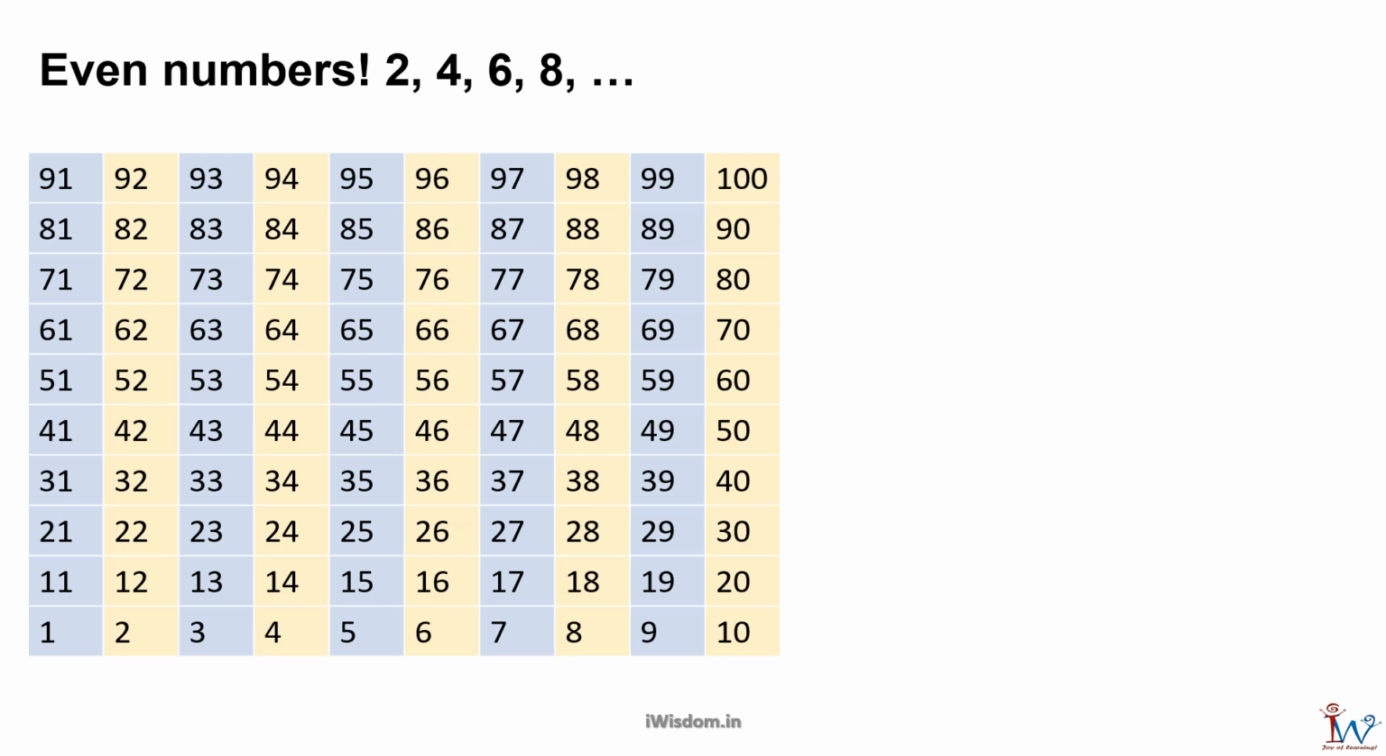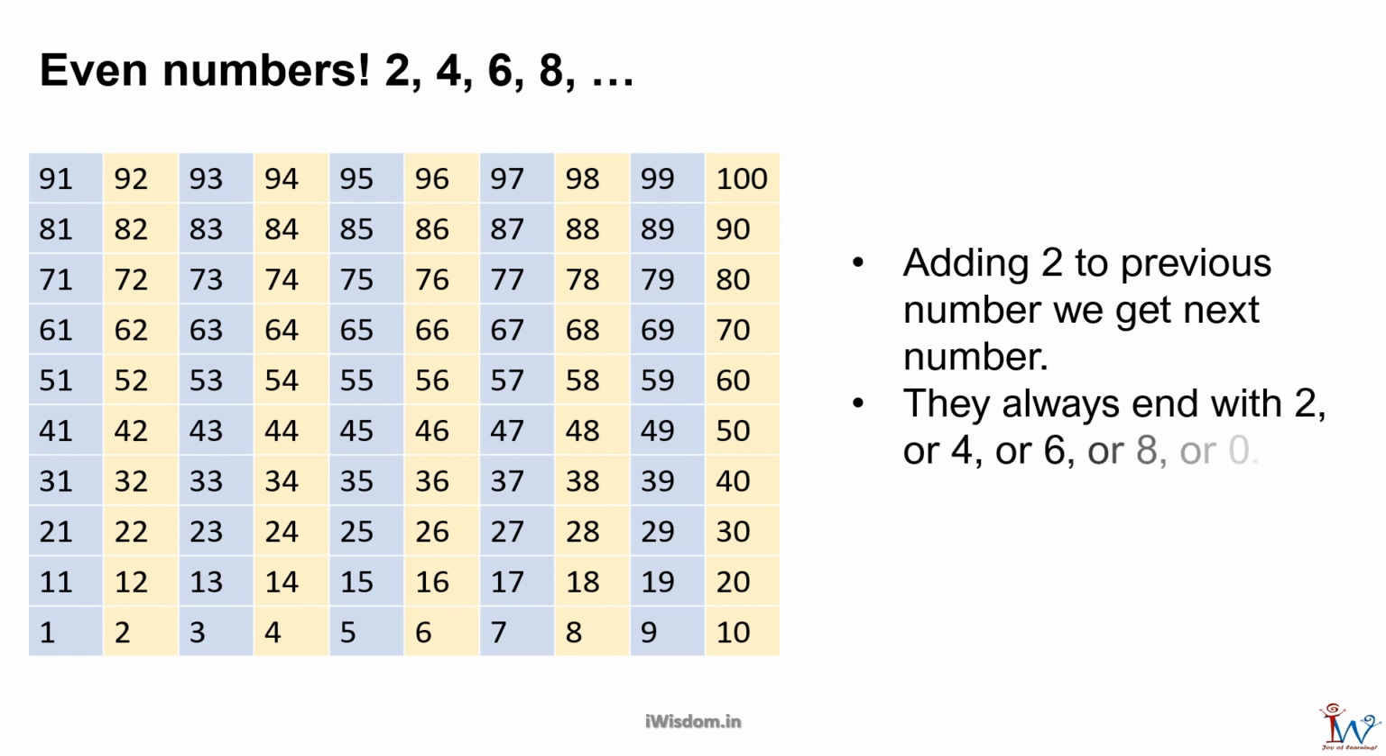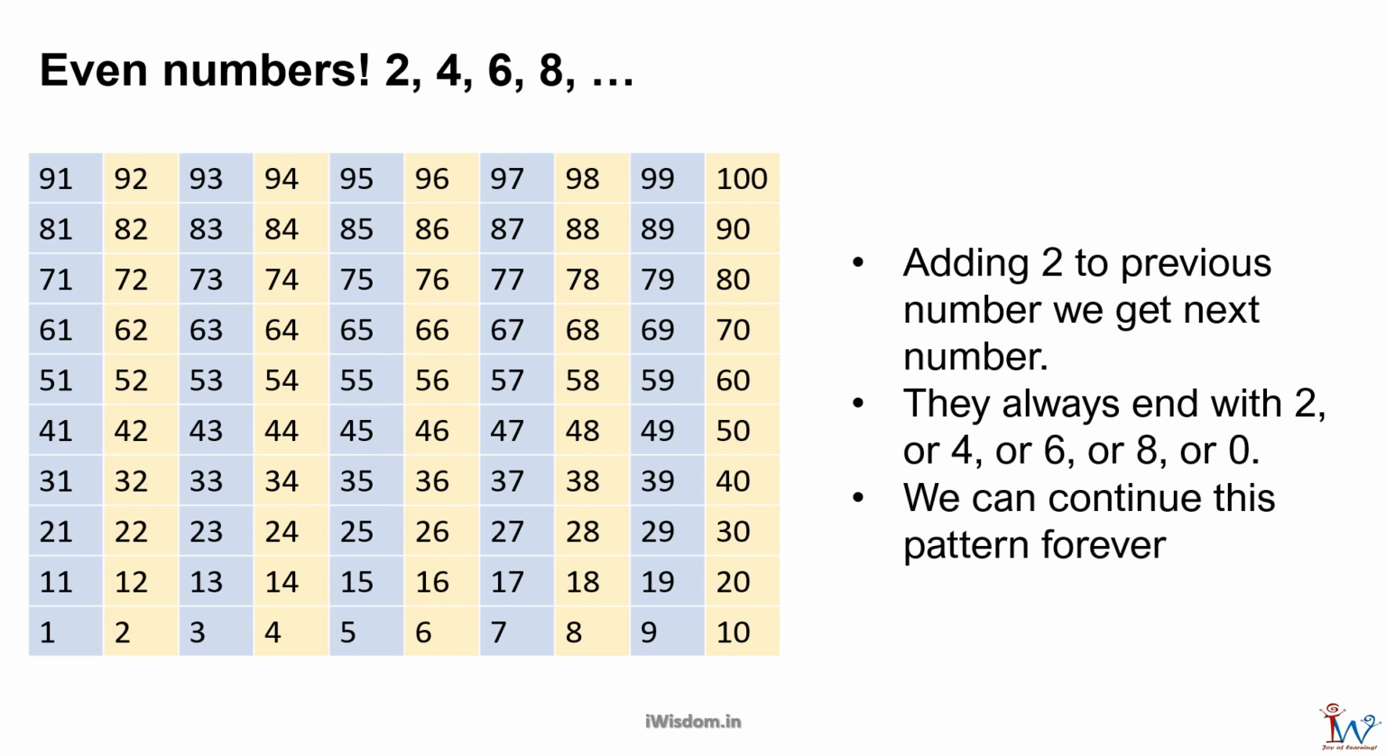Well, these numbers are again increasing by 2, just like odd numbers. So by adding 2 to previous number we get the next number. But, unlike odd numbers, even numbers always end with 2, or 4, or 6, or 8, or 0. And we can continue this pattern forever. So after 100 we get 102, 104, 106 and so on. Fantastic.